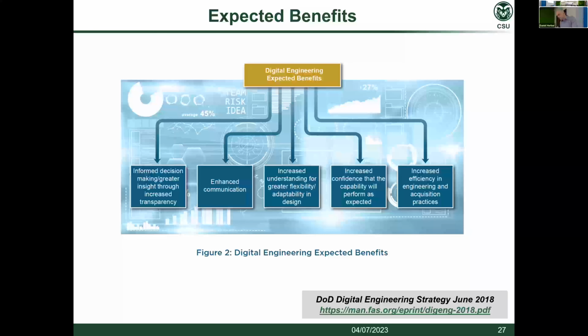The fourth one here is increased confidence that the capability will perform as expected. By building digital threads, we're able to do, say, verification earlier in the process, and we have the subject matter experts who can tell us early on whether or not something's going to work. They have that information sooner rather than later. That will give us increased confidence and perhaps lower costs for future testing, et cetera.